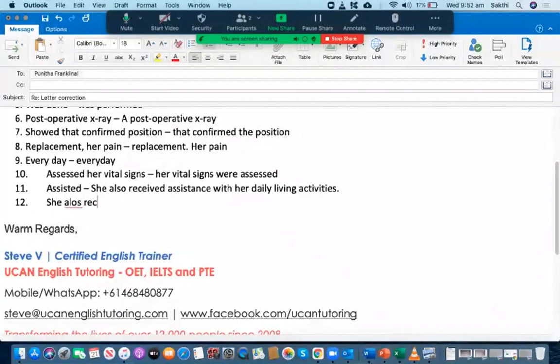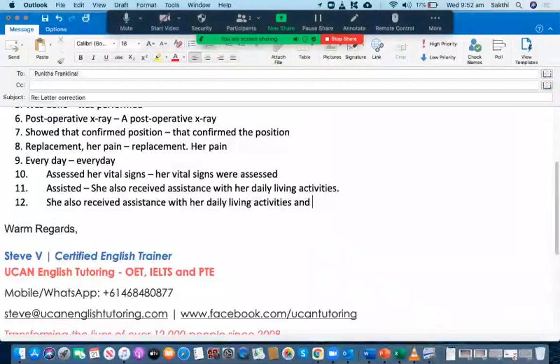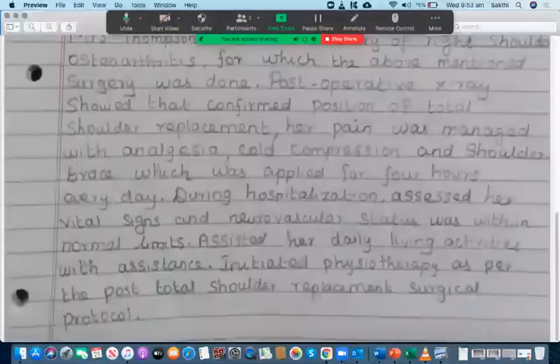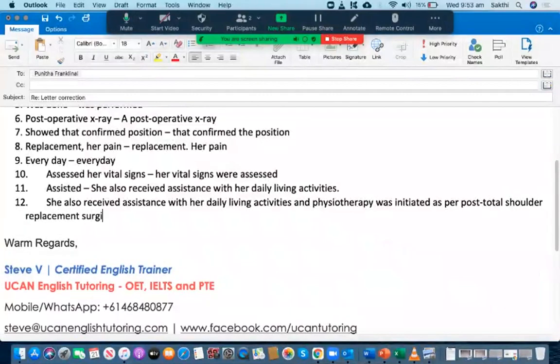She also received assistance with her daily living activities, and physiotherapy was initiated as per the post total shoulder replacement surgical protocol. Whenever you write post, after that you need to place a hyphen. Post-total shoulder replacement surgical protocol.